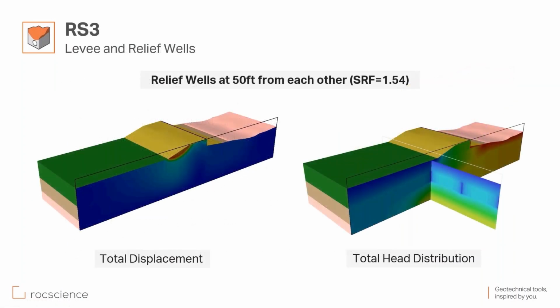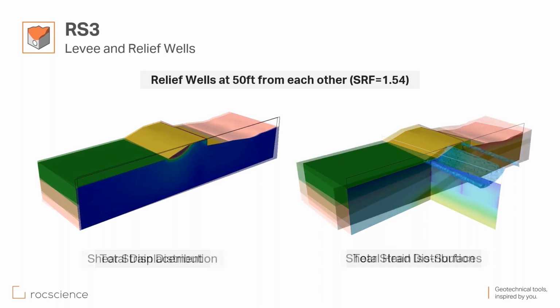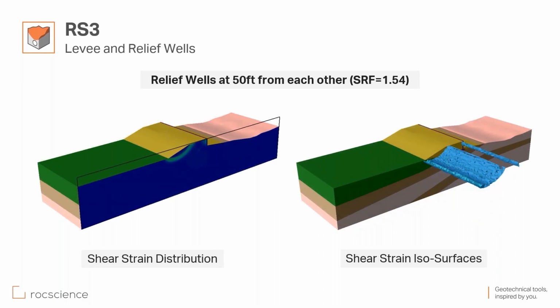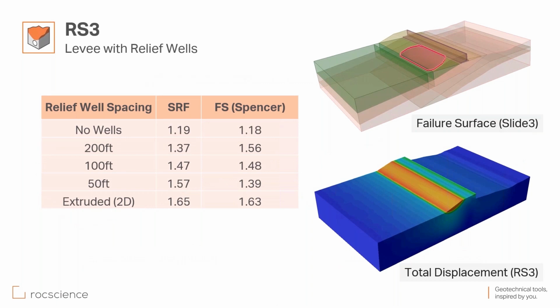So these are the results that we got for SSR-FEM, for the case that we had the relief valves 50 feet apart from each other. We are looking at total displacement on the left and total head distribution at the right. These are the shear strain distribution and shear strain isosurfaces. And we were looking at the effect of the distance between these relief valves.